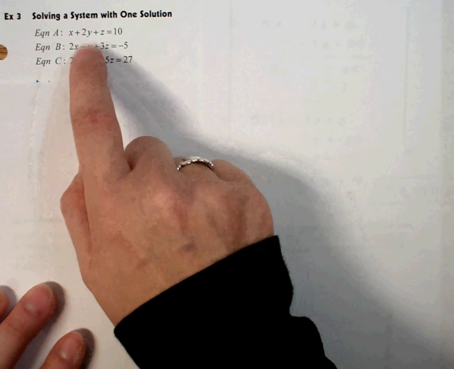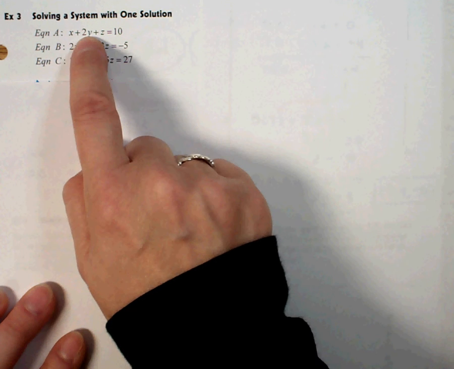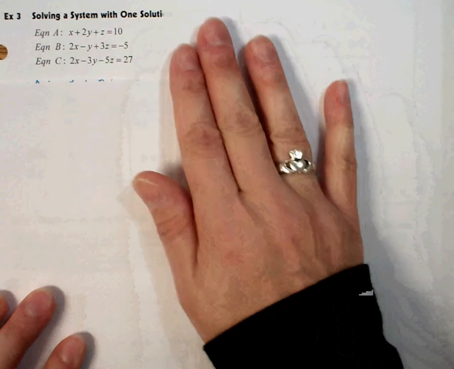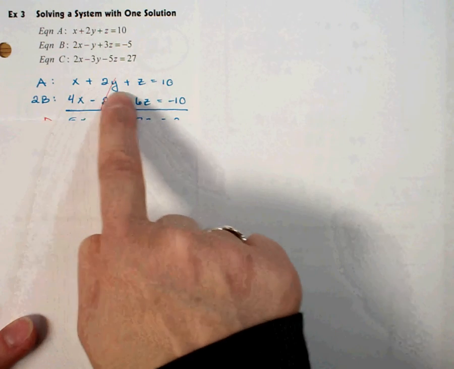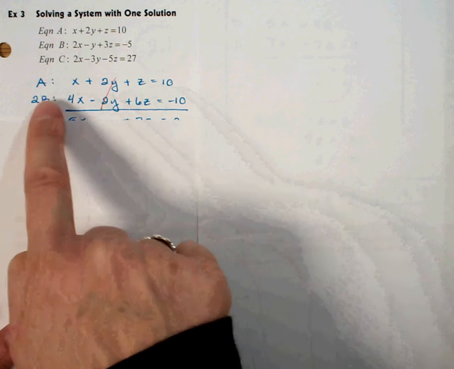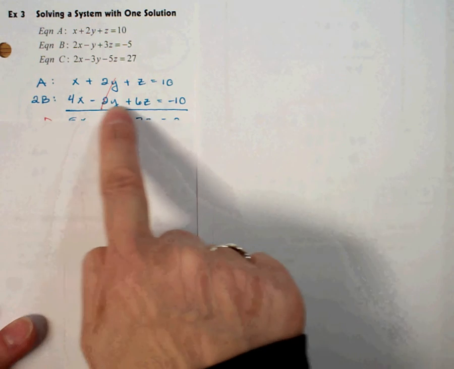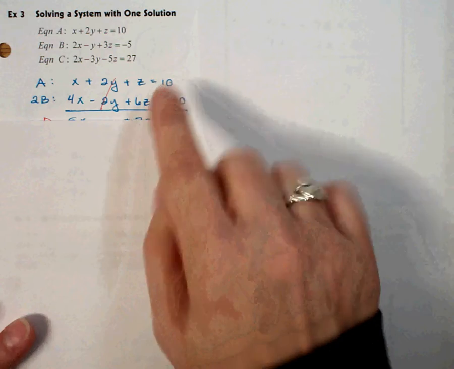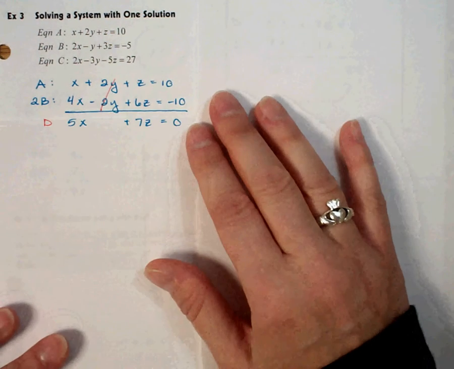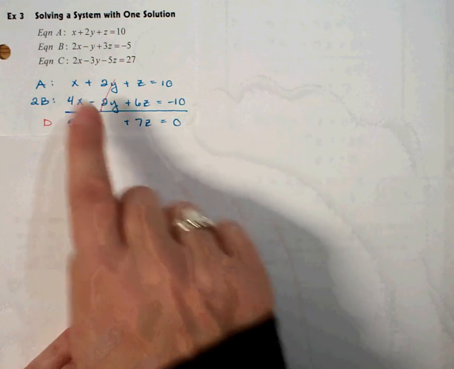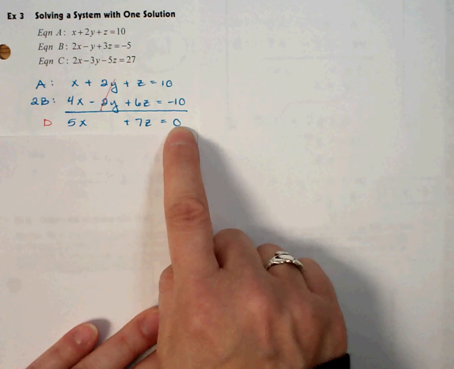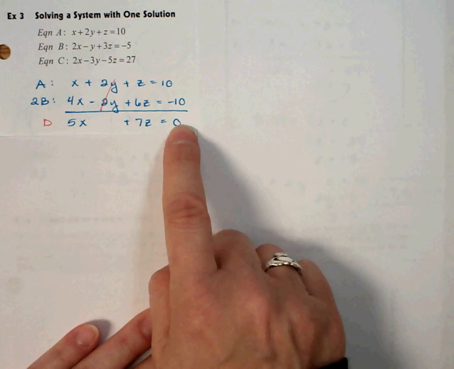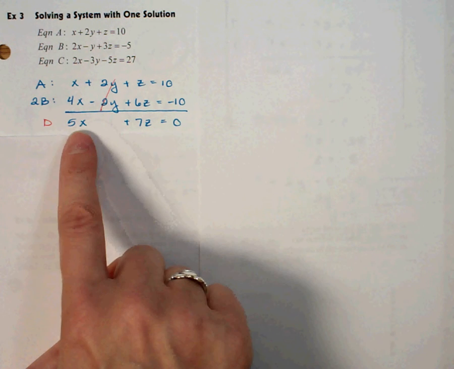To eliminate y, I do not need to do anything to equation A, but equation B, the entire thing needs to be multiplied by 2. So as you can see here, I've kept equation A completely the same, and I've taken 2 times my entire equation B. When I add them together, I get my new equation that I'm going to call D. Sometimes students are concerned when they get a 0 on this right-hand side, and this 0 is okay as long as you still have variables on the left-hand side.